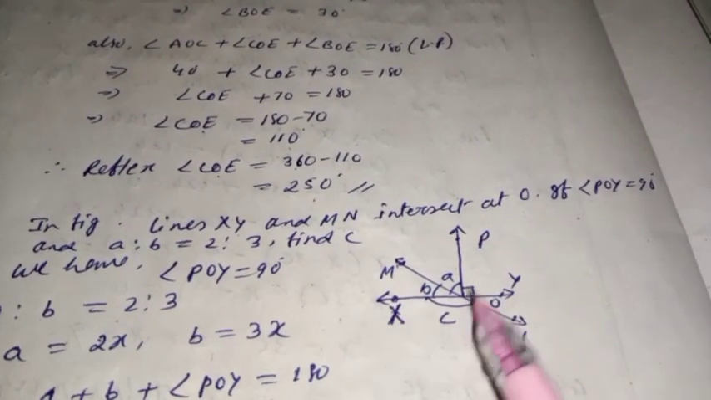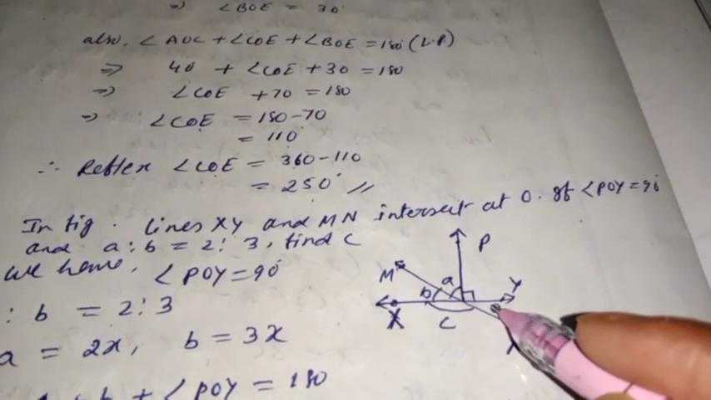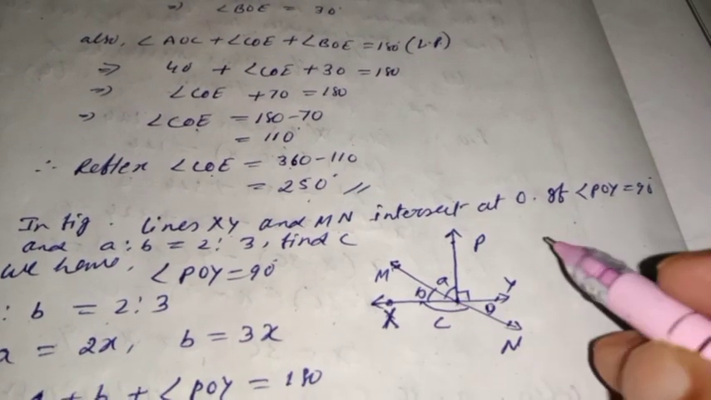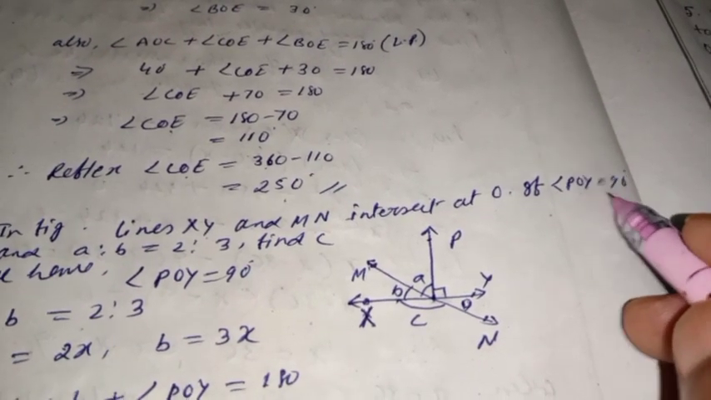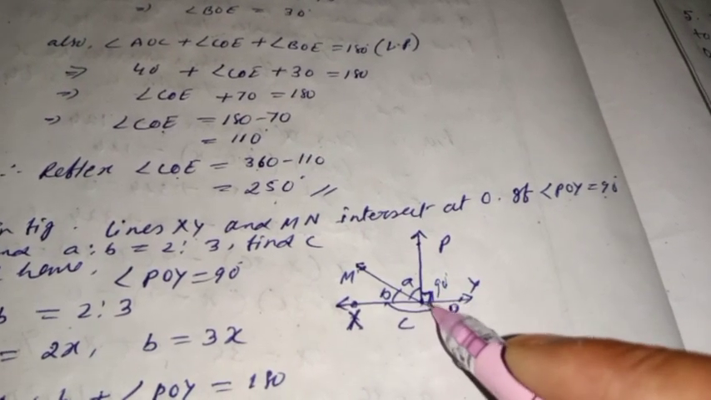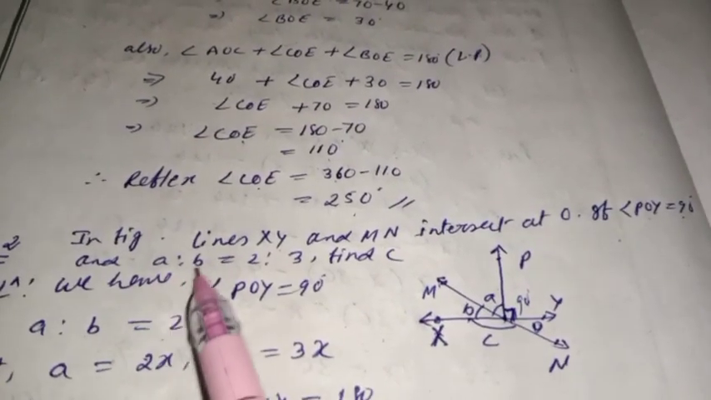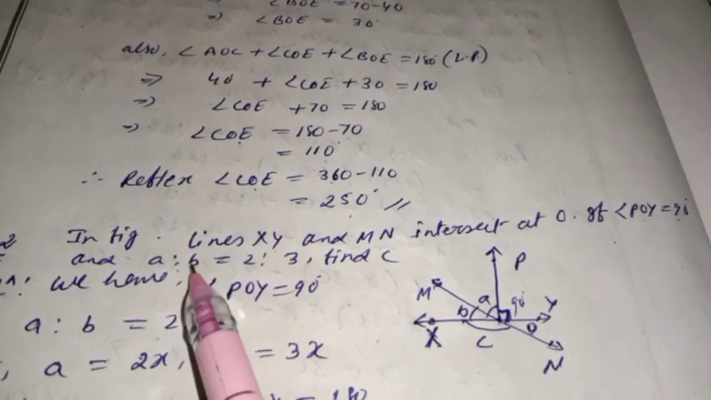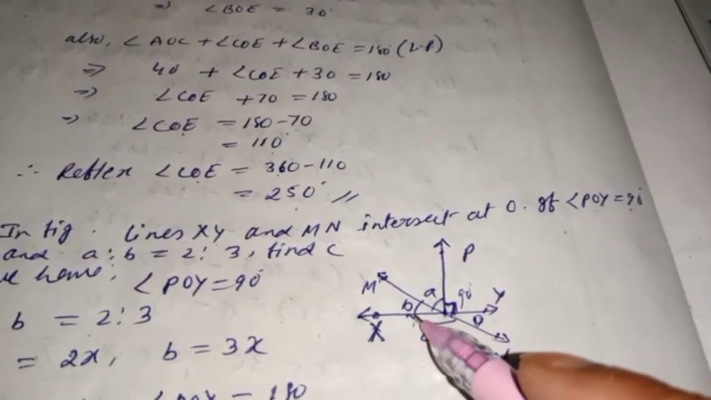Question number 2. In the figure, lines XY and MN intersect at O. If angle POY is equal to 90 degrees, this symbol is 90 degrees, they have given it in the question. And A is to B is equal to 2 is to 3. The ratio of A to B is 2 to 3. Find C. You need to find out this angle C.